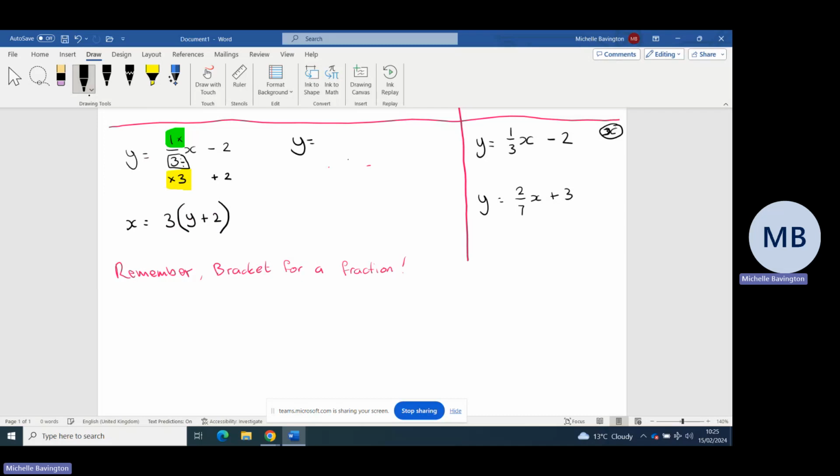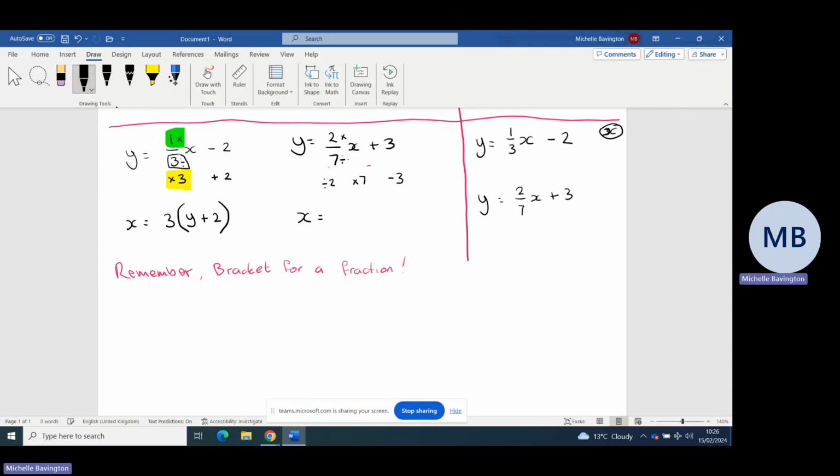I mean, y equals 2/7 x plus 3. We're going to make x the subject. Divide and times. So what have I got now? I'm going to have the opposite. So divide by 2, times by 7 and minus 3. I find it really helpful for you to just write the opposite out in a line, and then I don't forget, hopefully. Right, so x is the subject.